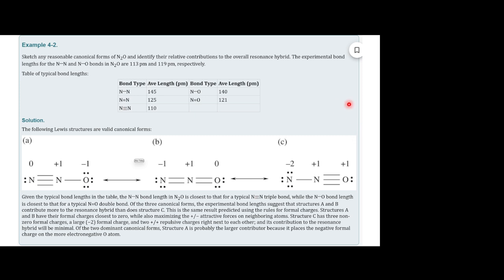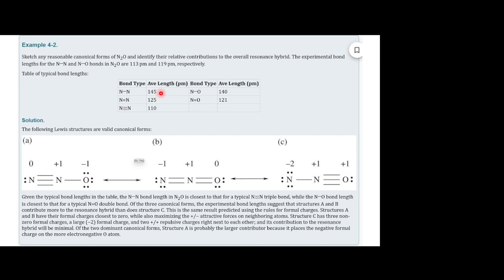So let's sketch any reasonable canonical forms of N2O, and let's identify their relative contributions to the overall resonance hybrid. The experimental bond lengths for NN and NO bonds in N2O are 113 picometers and 119 picometers, respectively. These are some average bond lengths that you can compare, and that will tell you what your canonical form should look like. That will help you. Because if you're closest to one type of bond, guess which type of bond best represents that? So let's say your bond distance is closest to the double bond. What type of bond is most canonical? Double bond. Yeah, it's most representative, right?